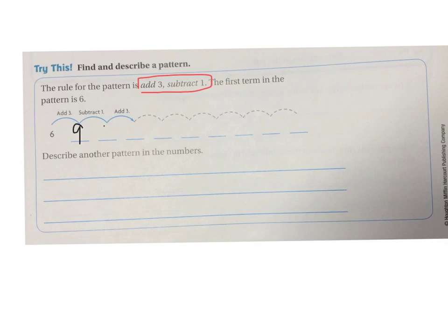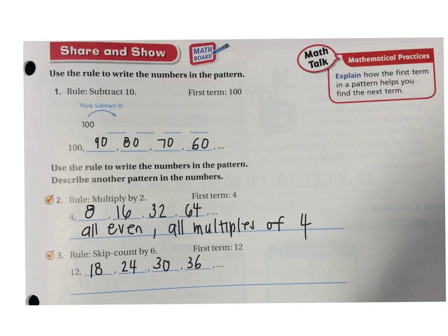So the next term is? 8. Okay. The next one is add 3. 11. Subtract 1. 10. Add 3. 13. Subtract 1. 12. Add 3. 15. Subtract 1. 14. Add 3. 17. Do you guys see how sometimes the pattern changes, right? There's 2 different rules. Add 3, subtract 1. Add 3, subtract 1. What other patterns do you see in the numbers? Go ahead and talk with your table groups. What other patterns do you see?